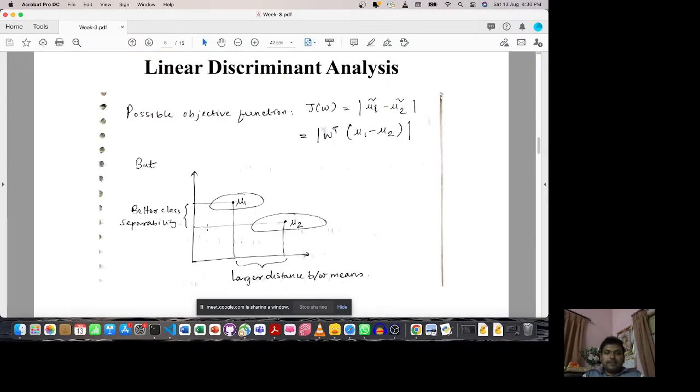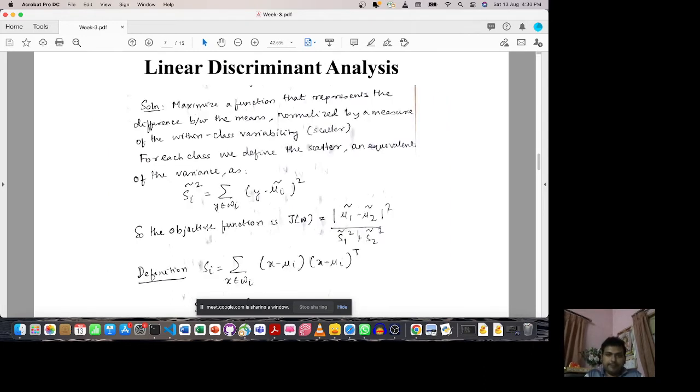So, the spread of the points for a particular class around its mean is something which is known as scatter. It is also known as variance. That is something that we need to take into account by doing this analysis. So, the solution to this is to maximize a function that represents the difference between the means.